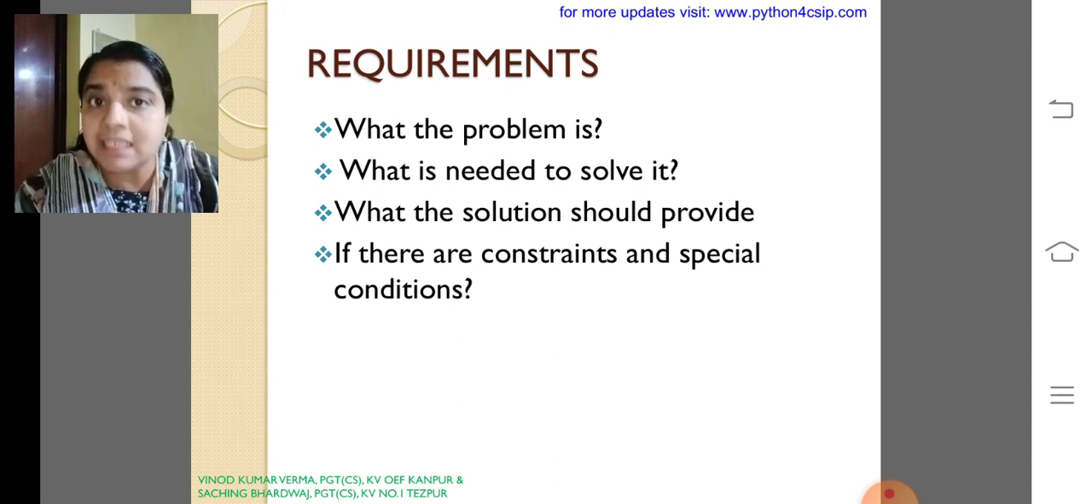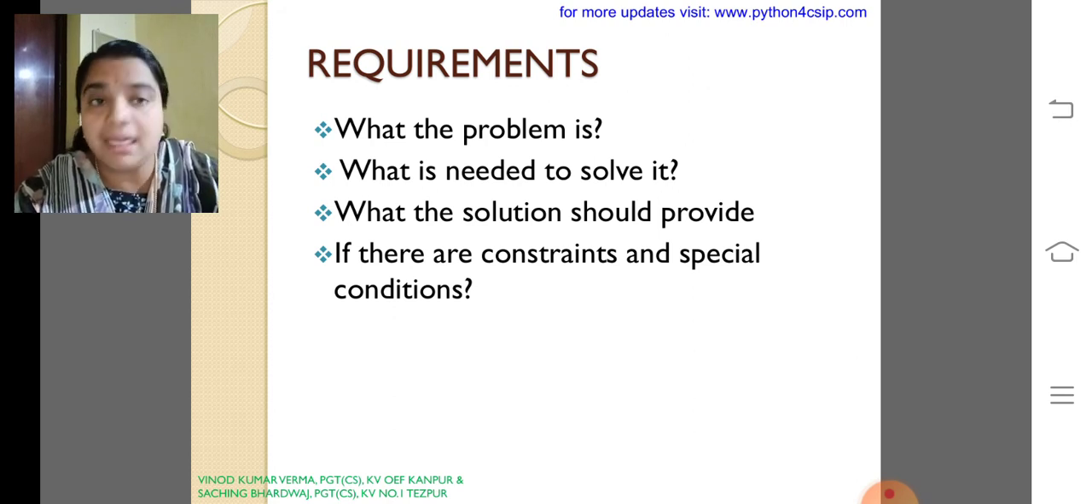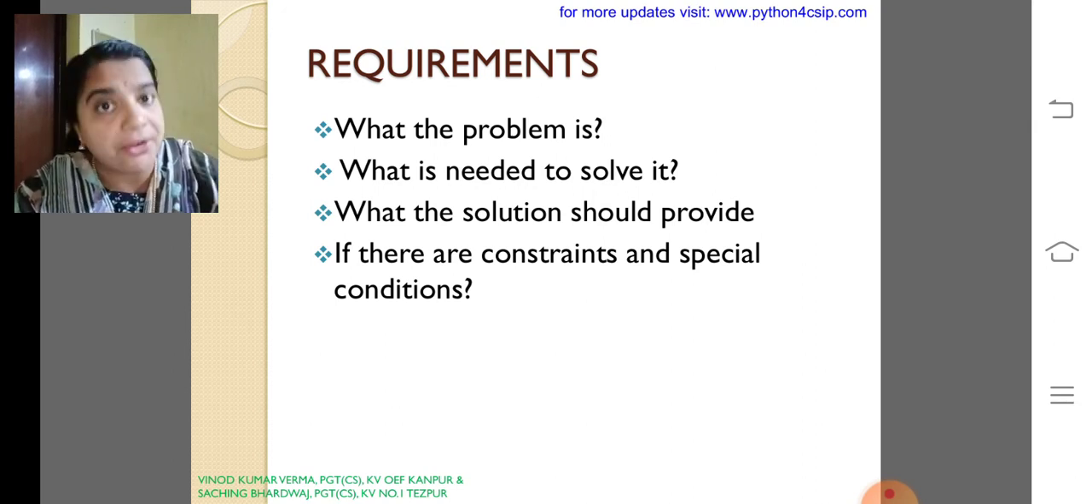So as a requirement, I need to analyze all these things. What is the problem? What needs to be solved? What is the solution? And whether there is any condition or not.